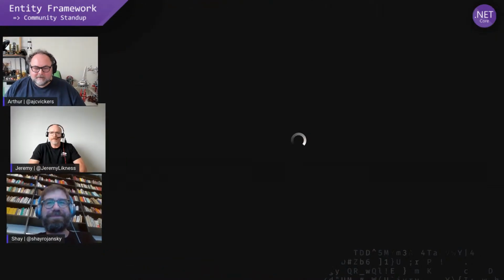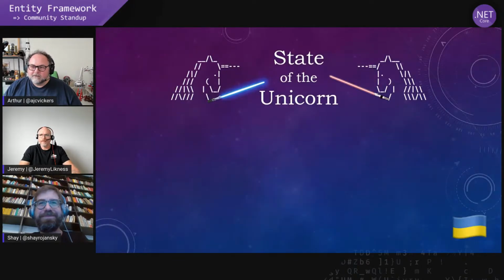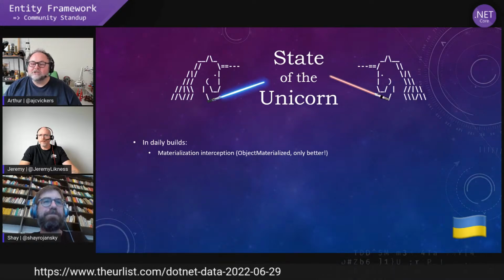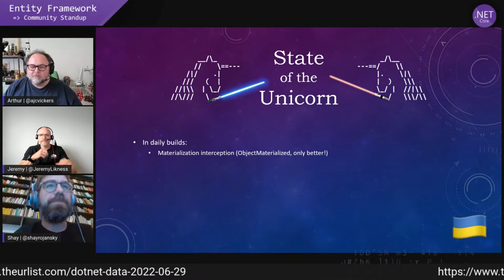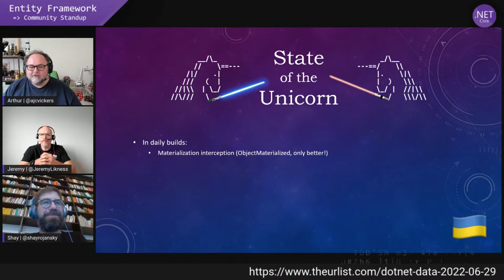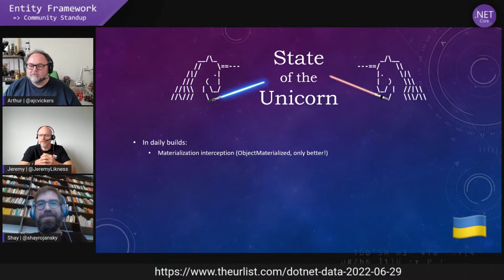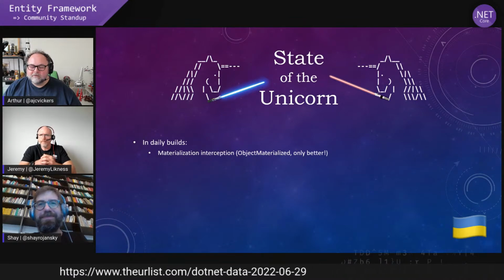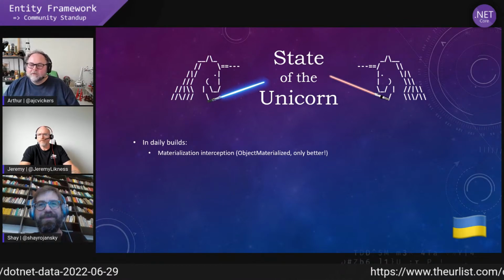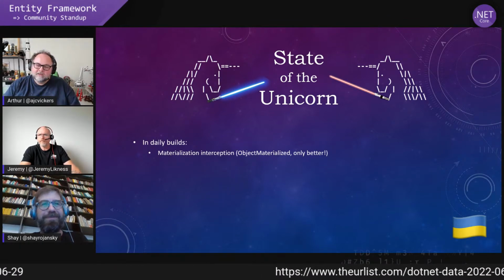Yeah, exactly. Before we get started, let's just look at what's going on in the state of the unicorn. In daily builds, we have materialization interception. Materialization, one of those words that we throw around. It basically means creating and initializing entities. Like when you query a product from the database, we create the product instance, we set its properties and stuff like that. So this is something that we had an object materialized event in EF6.